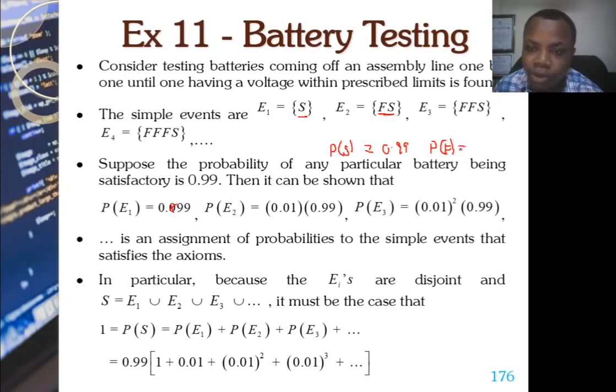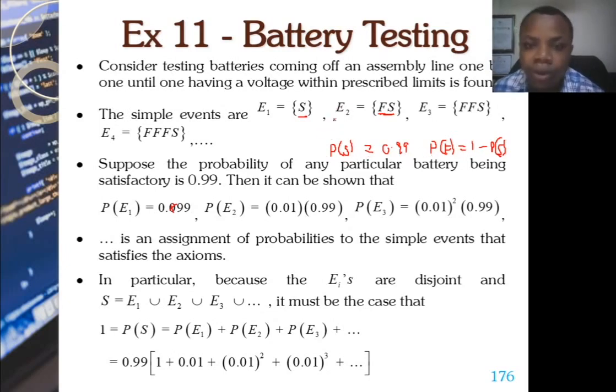this will be equal to what? 1 minus probability of success. And remember, our probability of success was equal to what? 0.199. So this implies that our probability of failure is equal to what? 0.01. So that is how we get to determine this.